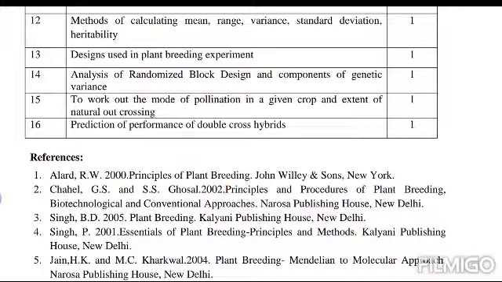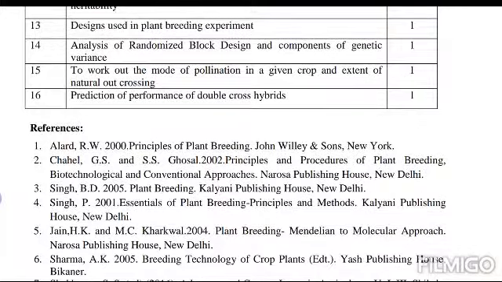and components of genetic variance, to work out with the mode of pollination in a given crop and the extent of natural outcrossing, prediction of performance of double cross hybrids. This completes the second course.